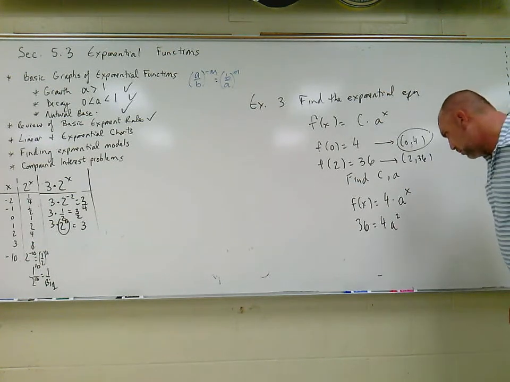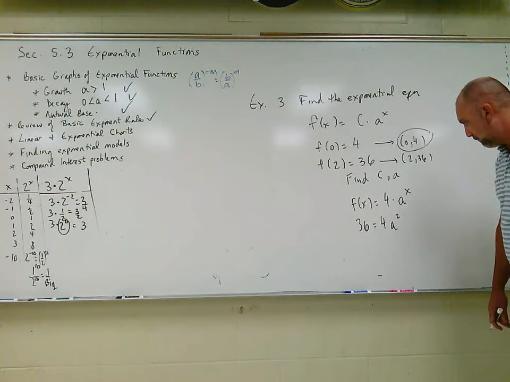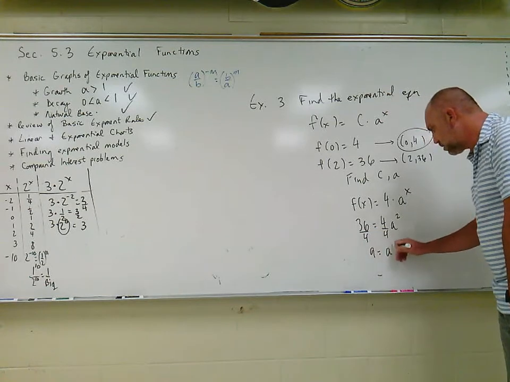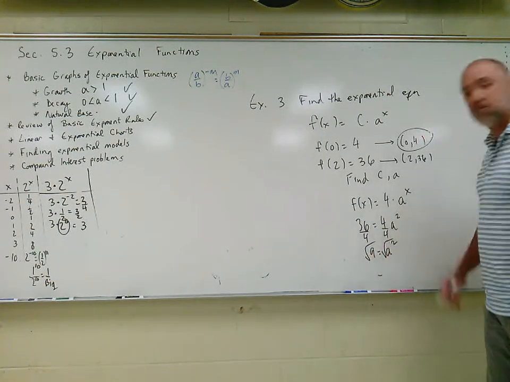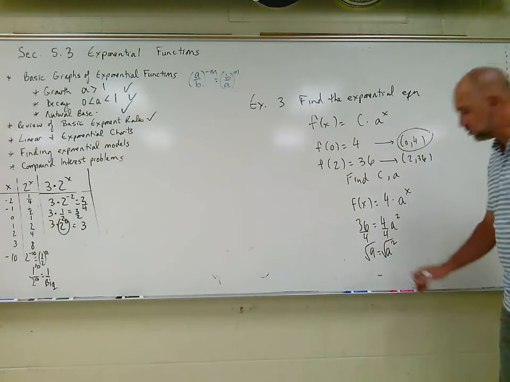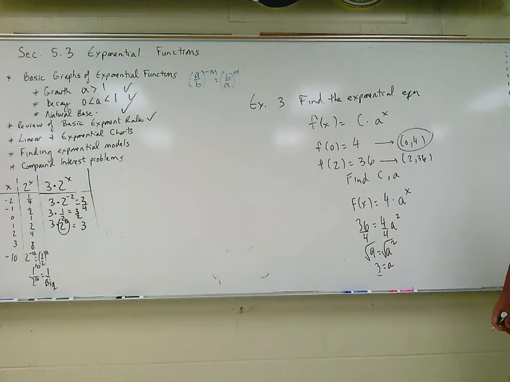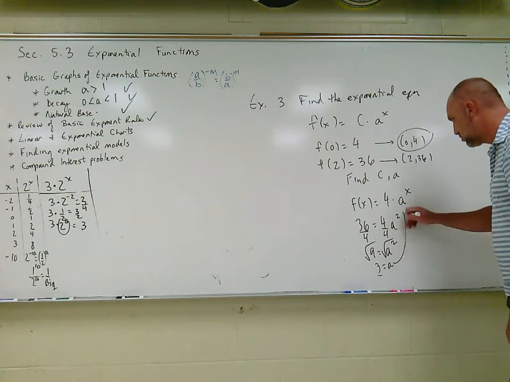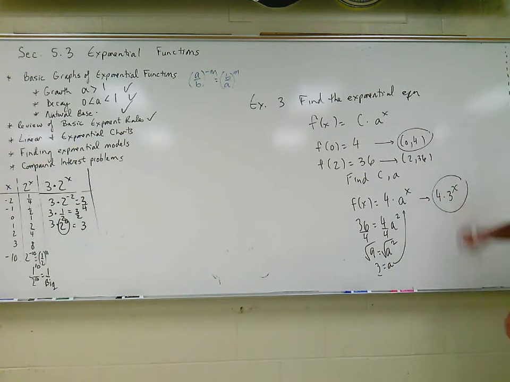So I gotta solve for a. All right, so how would I solve for a? Well, the first thing I should do is do what? Divide by 4, very good. So 9 is a squared. Then how do you get rid of a square? Square root. And remember, your base cannot be negative, so you don't do plus or minus, you just do 3. And your multiplier is 3. That's it. So now that I have the multiplier, a is 3, I sub that back in. So my equation is 4 times 3 to the x. That's how you do it.